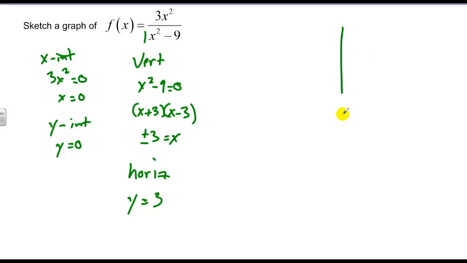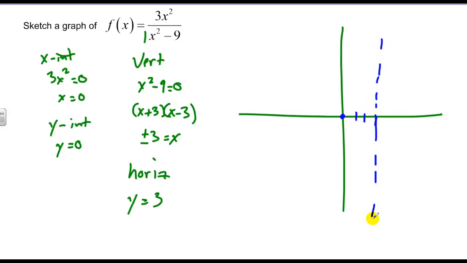Let's sketch this guy out again. So in this case, I have an intercept at 0, a vertical asymptote at 3, and another vertical asymptote at negative 3. I have a horizontal asymptote at 3, like so. And let's see what I know about this. Well, I know quite a bit actually.